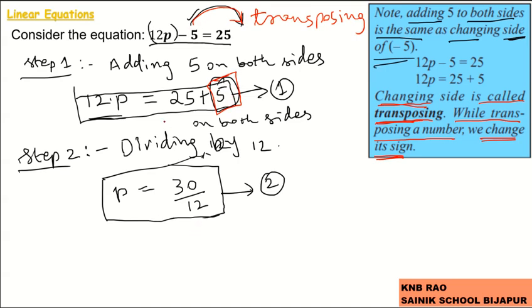Next, here 12 which is multiplying, when this is transposed, the other side becomes divisor. So multiplicand becomes divisor. So here 12 which is multiplying and transposing becomes divisor. Here 5 which is subtrahend and transposing becomes addend.